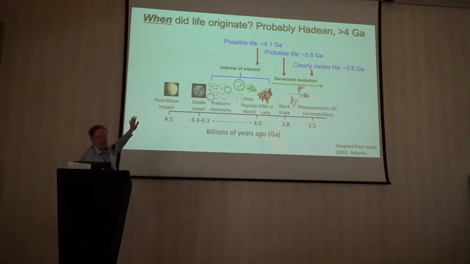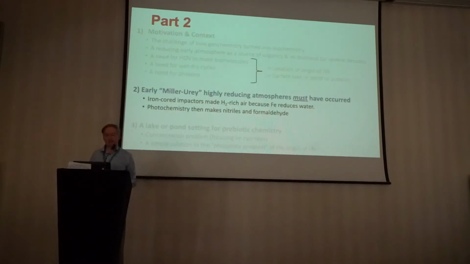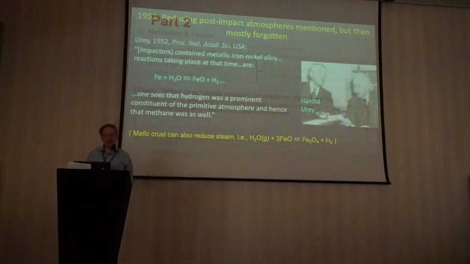We can also, apart from where, ask when did life originate? And this is a kind of schematic, but basically there are clear signs of life in the geologic record by 3.5 billion years ago, probable life 3.8, possible life 4.1 billion years ago. So the time of interest is probably in the Hadean, so before 4 billion years ago. So that was the kind of background introduction. And now let's delve into a little more detail.